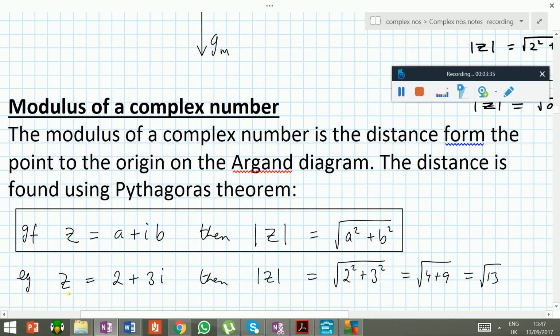And again, here's an example. This is the example I used. z is 2 plus 3i. Then the modulus is got by squaring the 2, plus squaring the 3, and getting the square root. In this case, it turns out to be root 13.